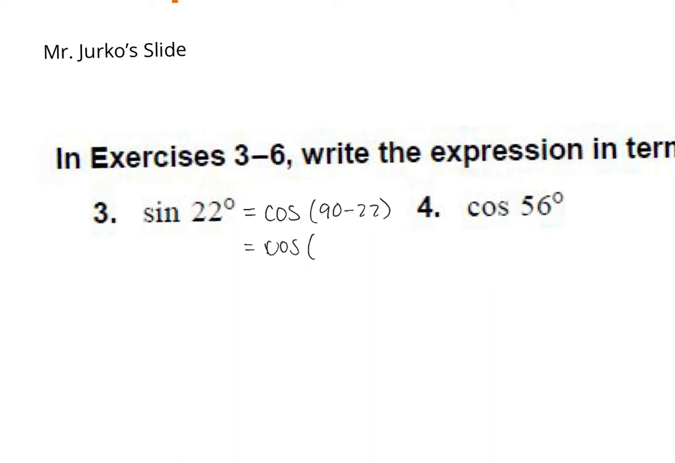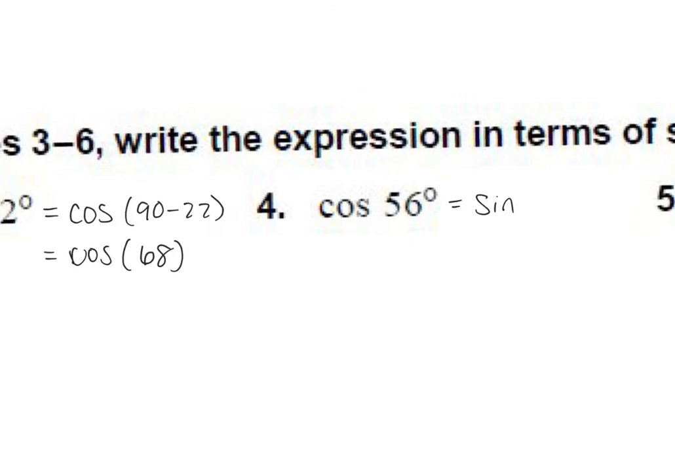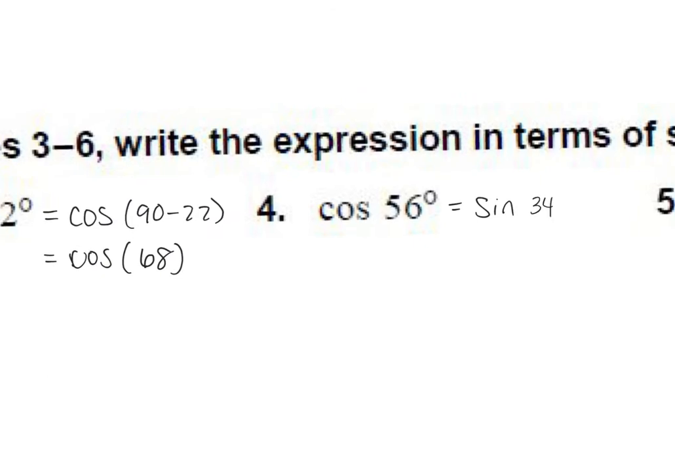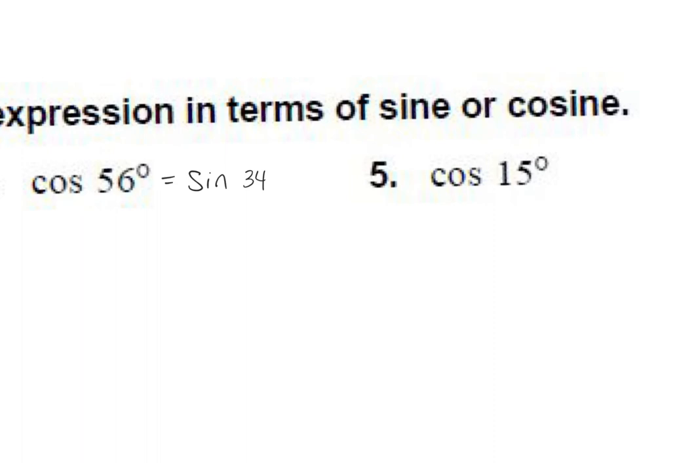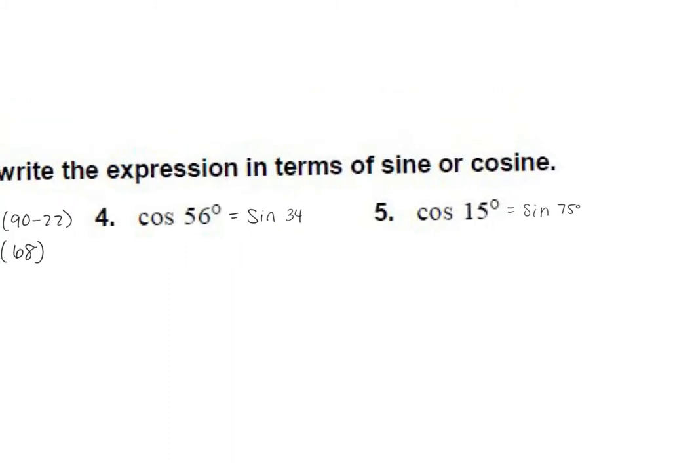77. Close. It's not 78. No, it's not. 68. 68. Christian, cosine of 56. Which is? 34. And Aubrey, the cosine of 15 degrees is equal to? Yep, sine of 90 minus 15, which is? 75 degrees. Booyah. Okay, so for each of these, just double check.